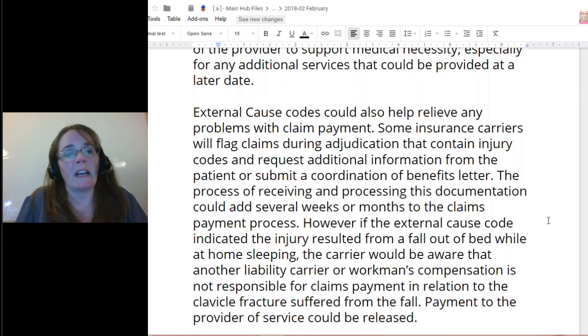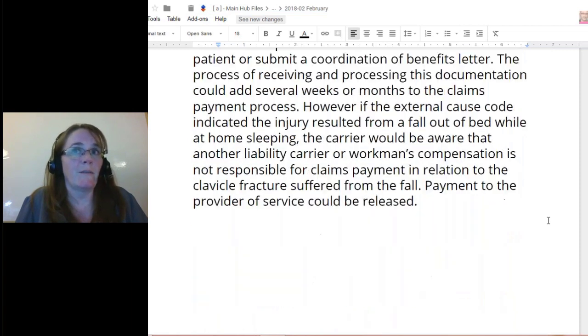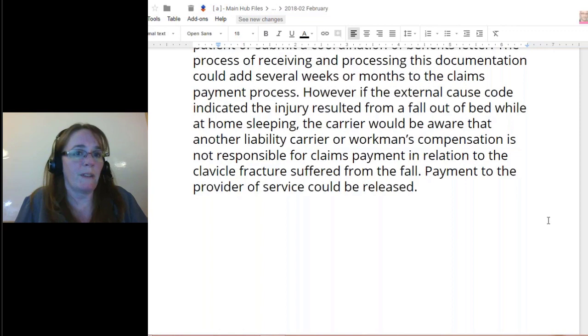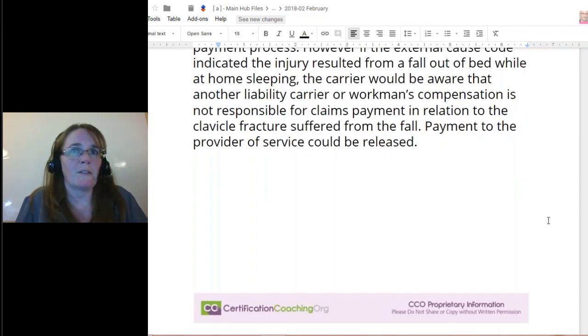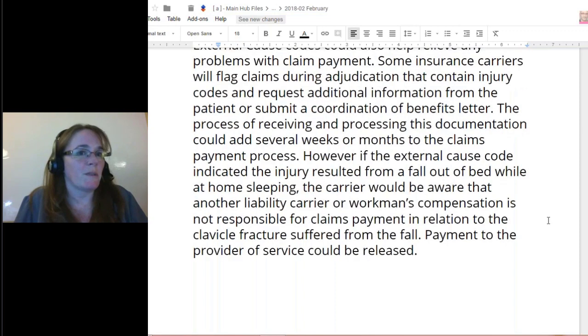So they'll possibly deny your claim asking for medical records, or they'll send a letter to the patient to fill out an accident detail form or a coordination of benefits form. A lot of times with those letters, they'll make the patient responsible for that claim until they receive that information in order to process the claim. So it could be a while in getting payment.